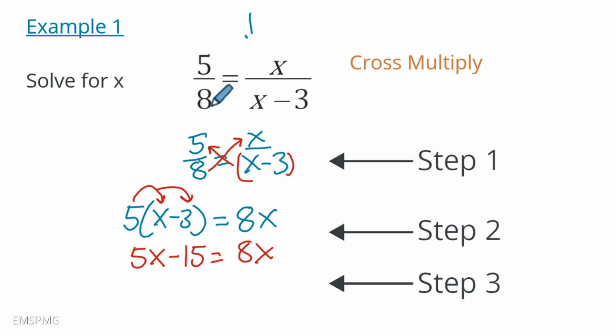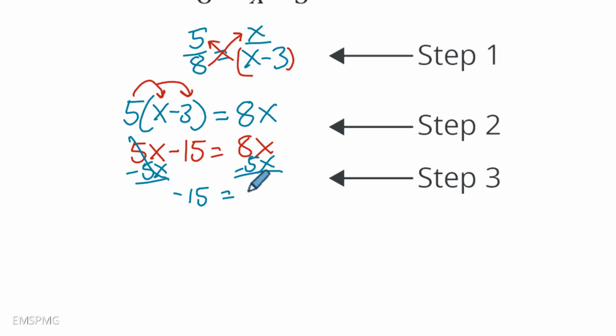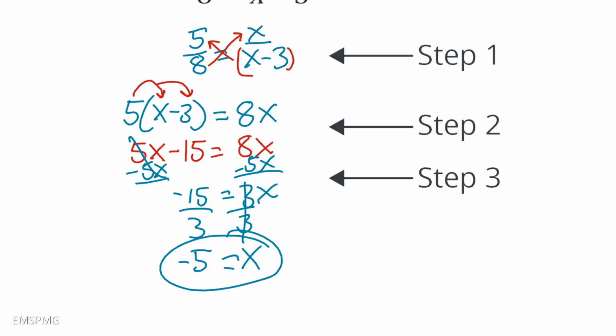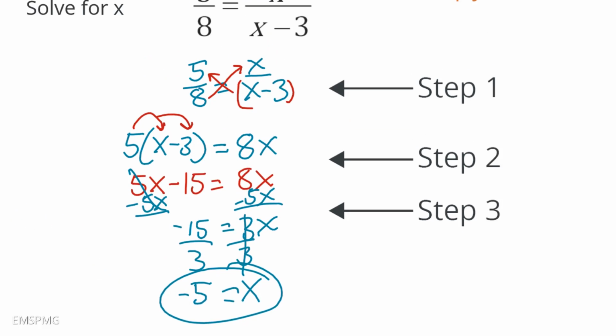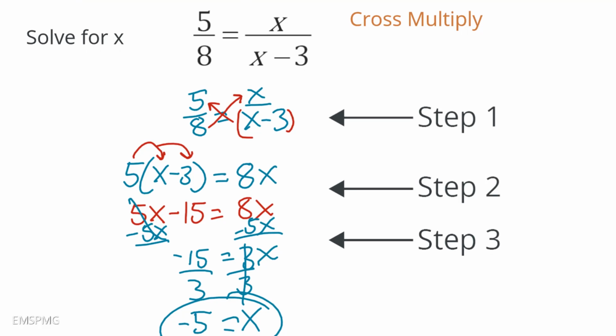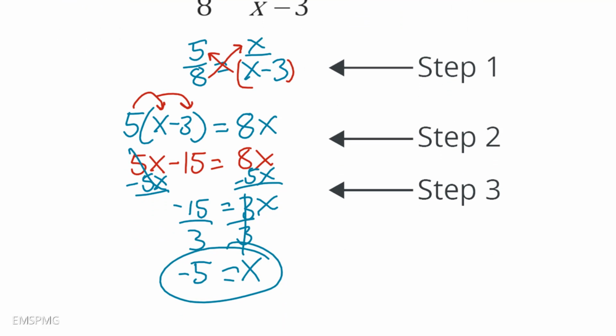So I'm going to bring this x over here. And I'm just going to solve this real quick. So we got negative 15 equals, let's get some room here. Okay, divide by 3. Cool. And then that would be negative 5, right? Cool, so we found out that x equals negative 5 in this particular example. Okay, so that is the steps to solve a proportion.